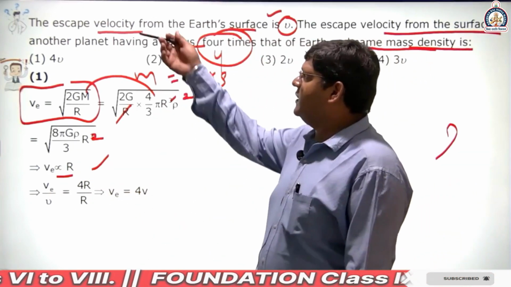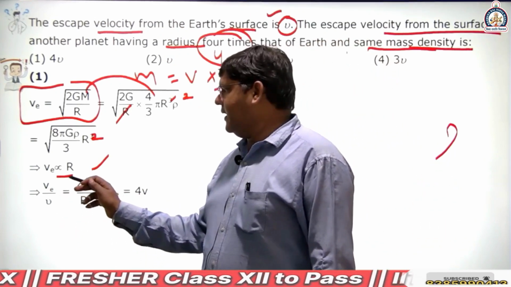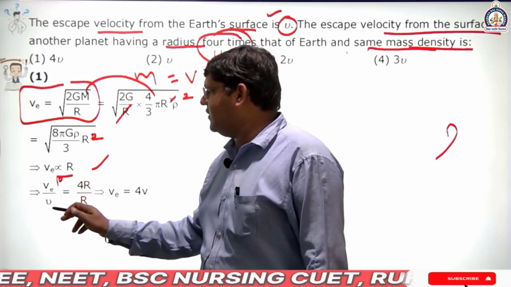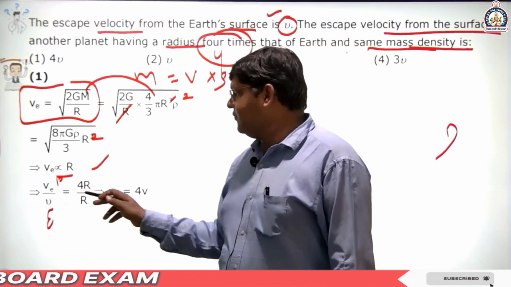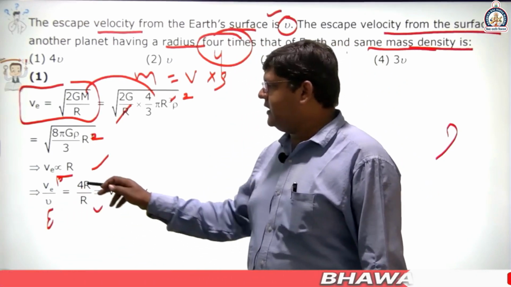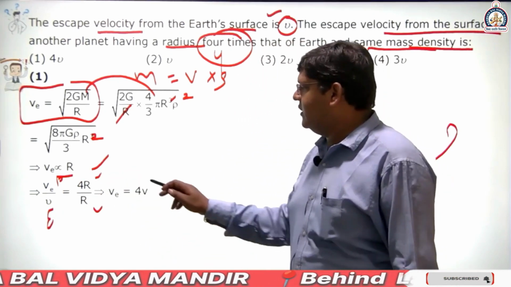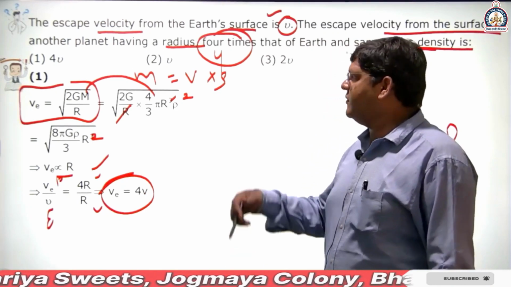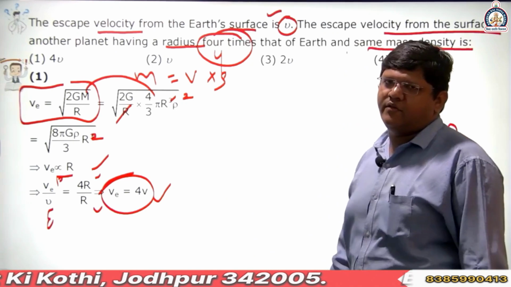Now apply this condition in our question. VE upon V, escape velocity of the planet upon escape velocity of Earth. According to the question, the Earth escape velocity is V, Earth radius is r, and the planet escape velocity is v_e, and radius is 4r. Solving we get 4v. So if the radius is 4 times, the escape velocity will also be 4 times the velocity on the Earth.